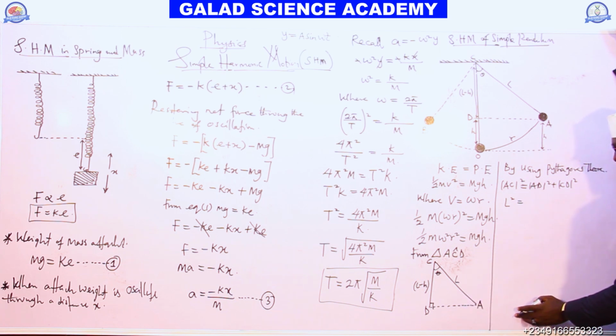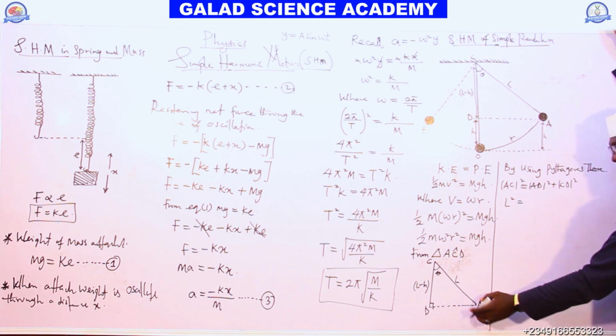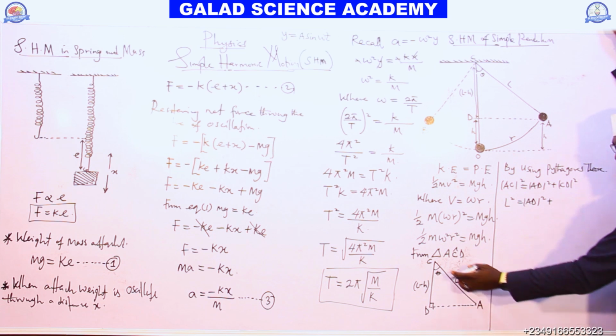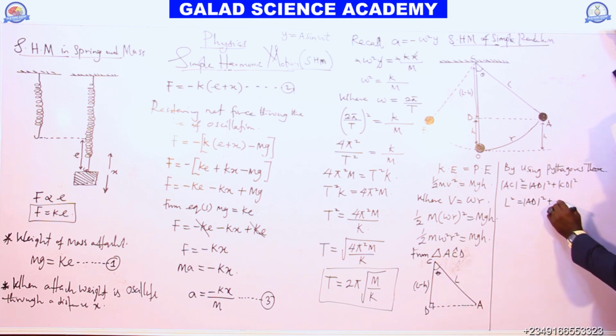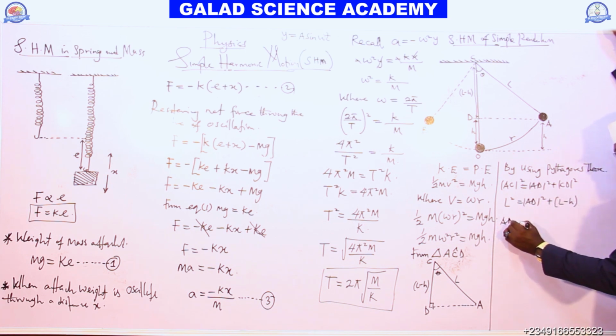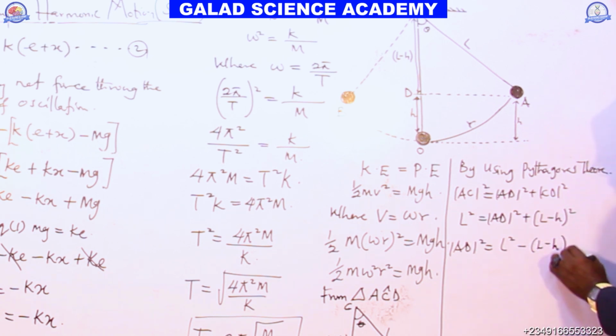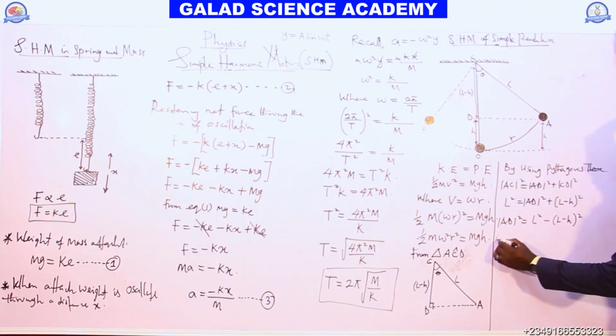AD is unknown. We have our AD, which is unknown, plus CD. CD is L minus H. Yeah, you now have AD square should be equal to L square minus L minus H, everything square.